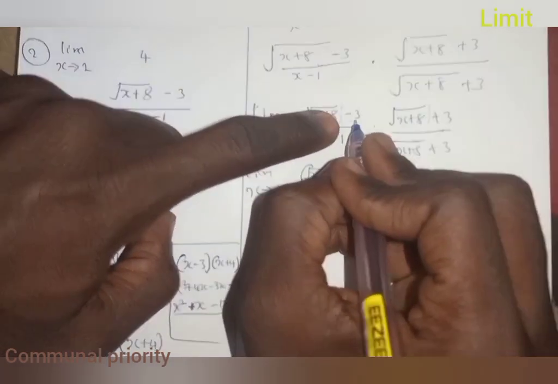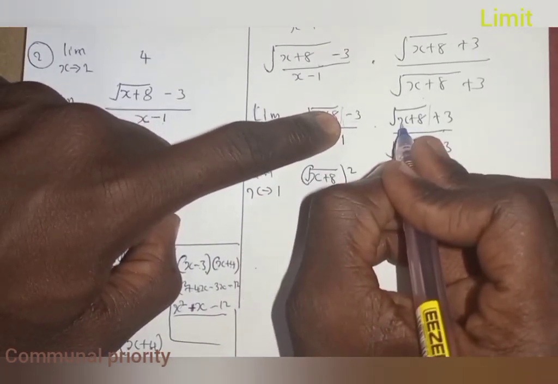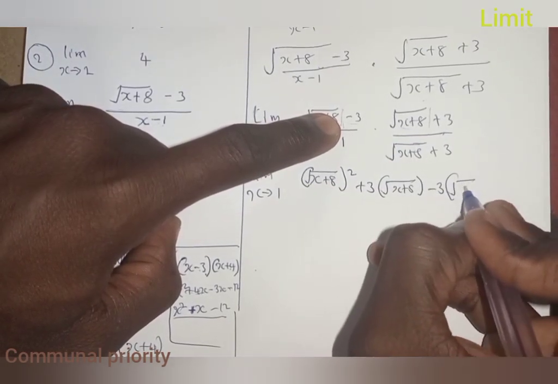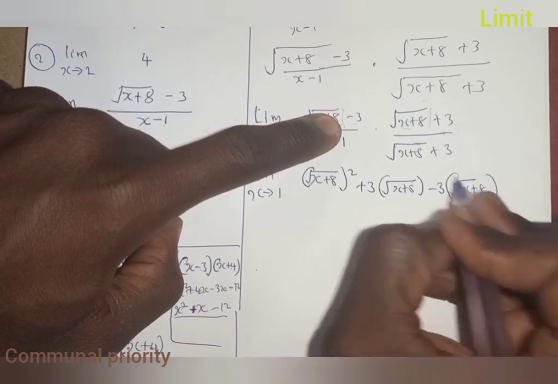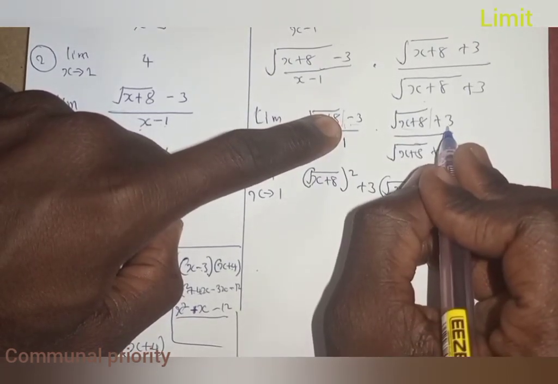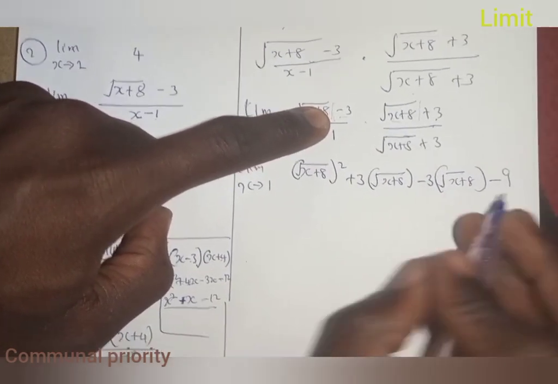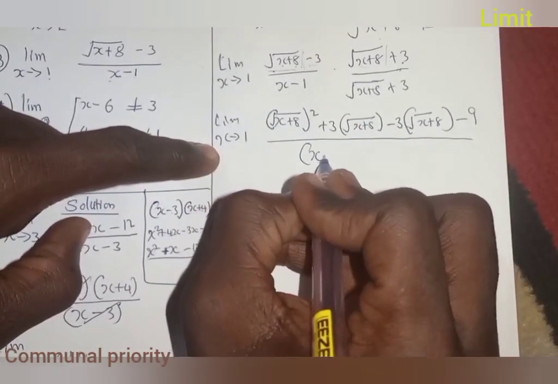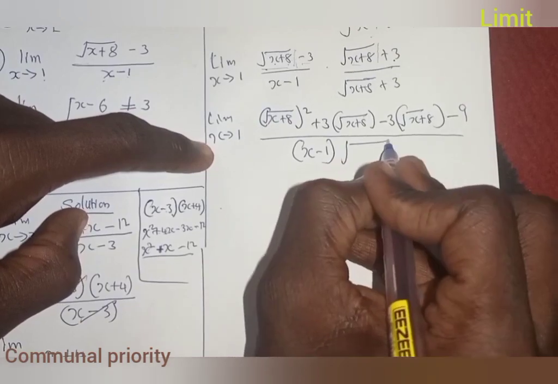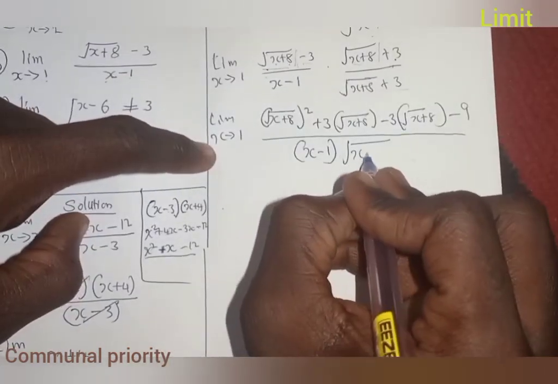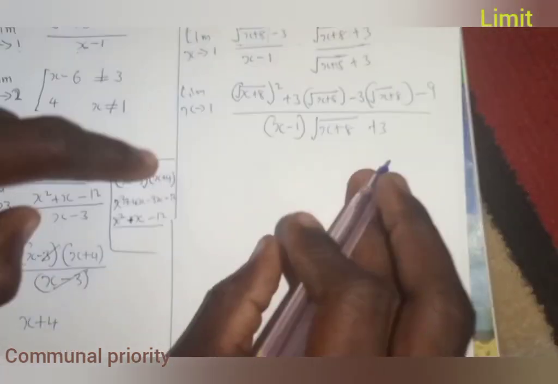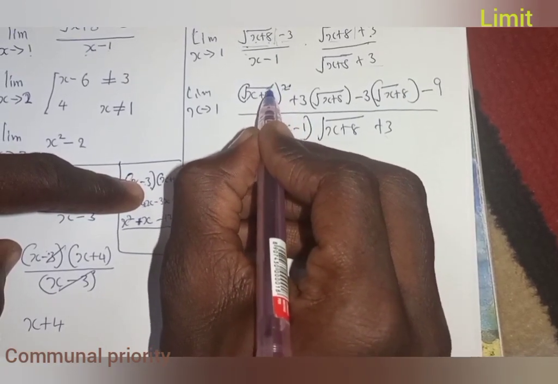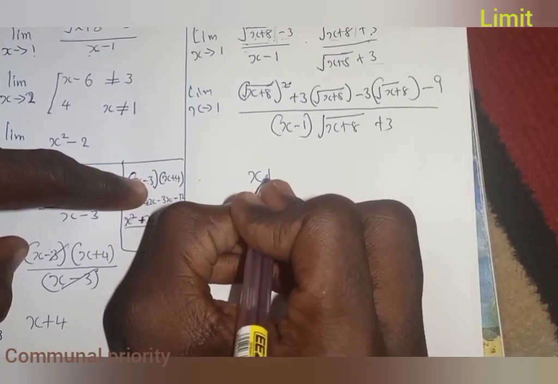You are done with this one. Next is minus 3 multiplied by square root of x plus 8 will give us minus 3 open bracket square root of x plus 8 close bracket, and next is minus 3 multiplied by the positive 3 will give you minus 9, all divided by open bracket x minus 1 close bracket, which is the denominator, times square root of x plus 8 plus 3. Now this square will cancel this square. We are left with what? We are left with only x plus 8.